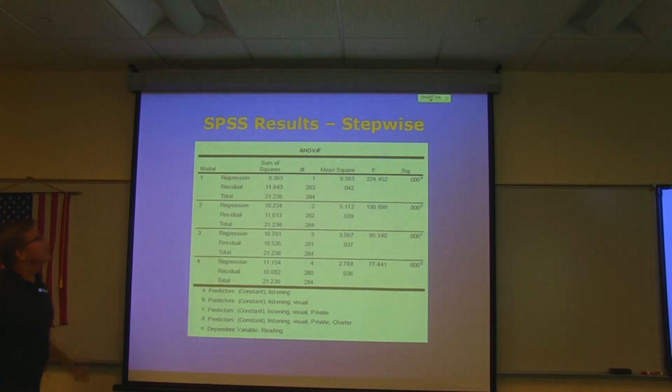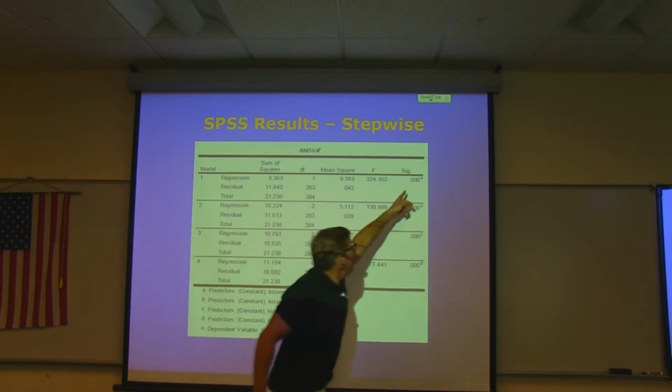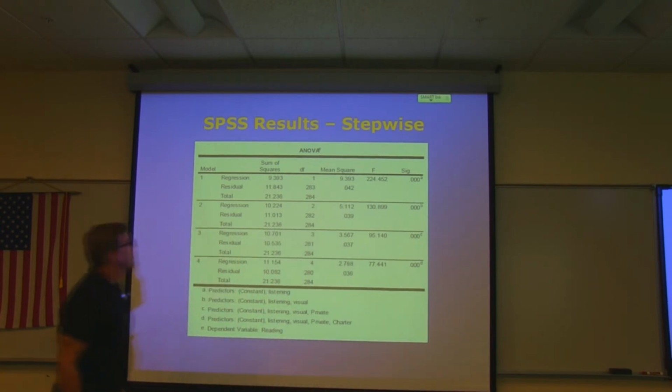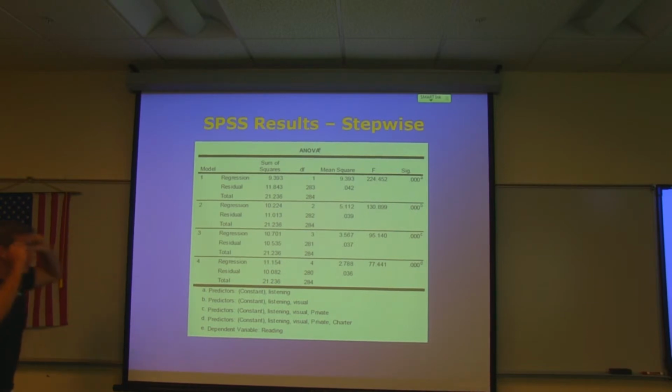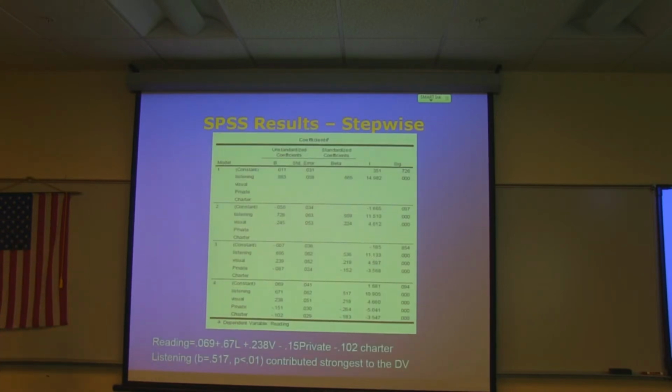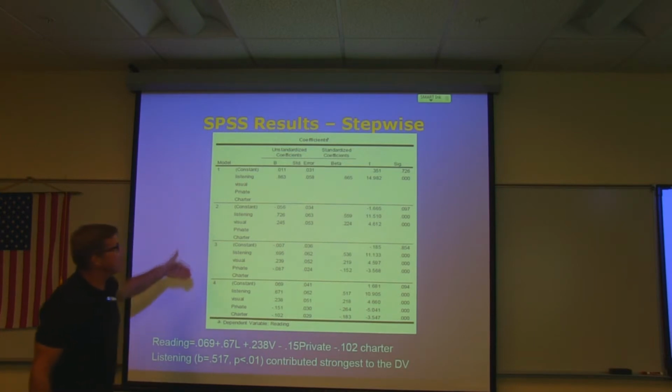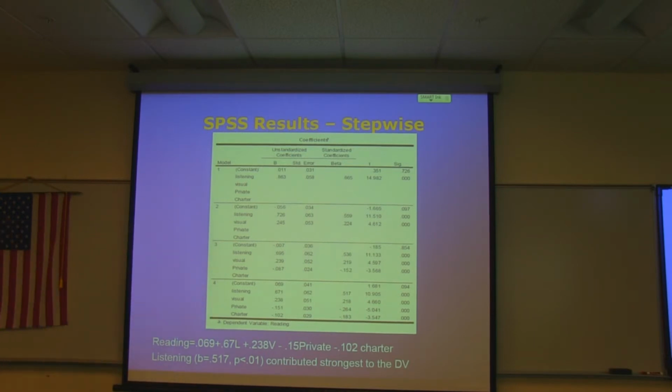Okay, let's continue. The ANOVA. And again, we have the ANOVAs for all four situations. And again, these ANOVAs are all significant, as indicated by these very, very small p-values. So again, we have a significant model, actually four significant models in our stepwise regression procedure. Coefficients. So again, we have equations for each of these situations. So we see model 1, 2, 3, and 4. And we can put these equations together accordingly.